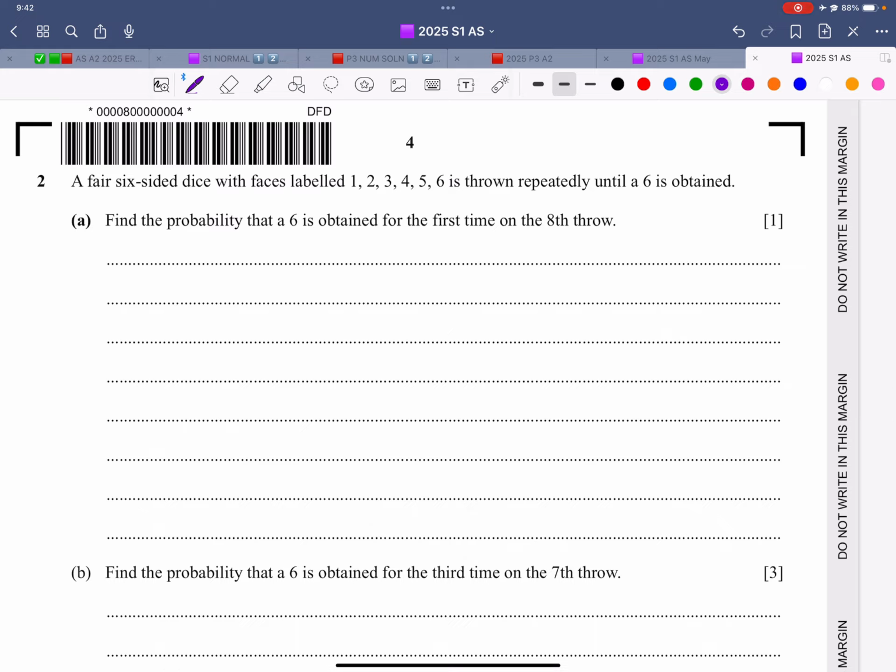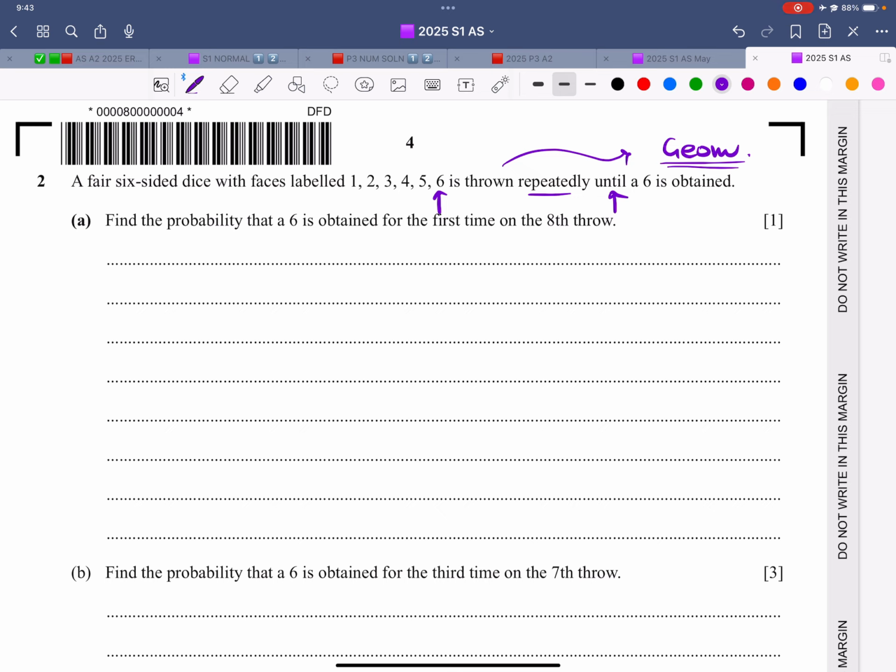Now what is this one about? It says a fair 6-sided dice with faces labeled 1, 2, 3, 4, 5, 6 is thrown repeatedly until a 6 is obtained. Understand the vocabulary. The game is all about the vocabulary. This is geometric probability distribution. Probability of success is probability of getting a 6, repeatedly until a 6 is obtained. That's how I knew it's geometric. The number of trials is not given, so it cannot be binomial.